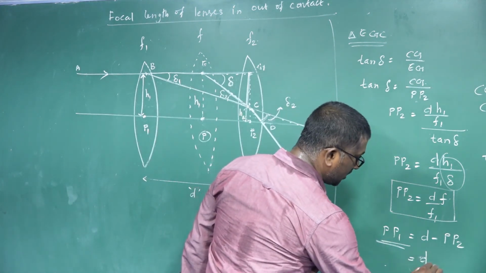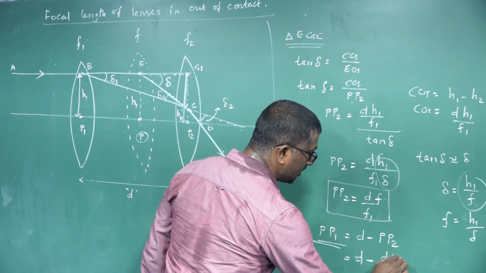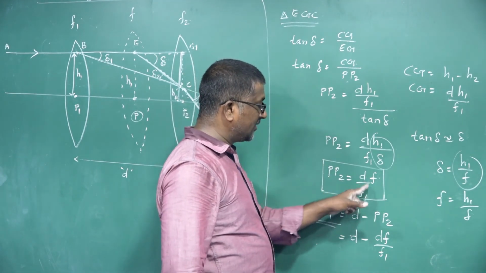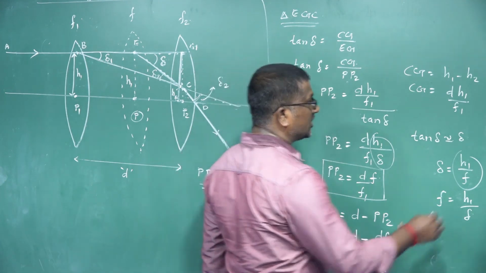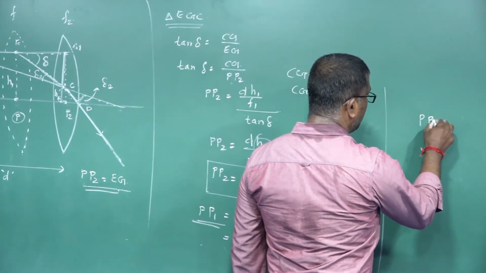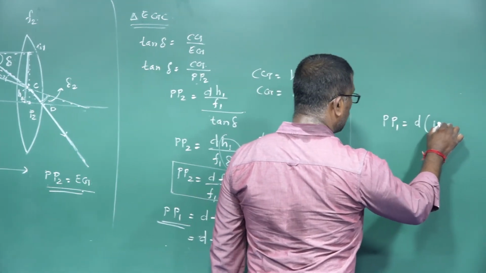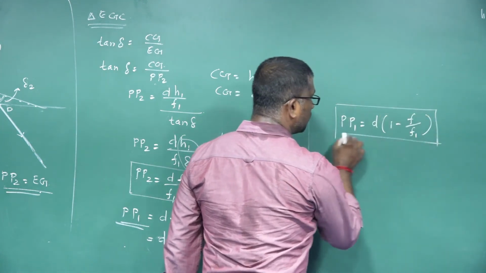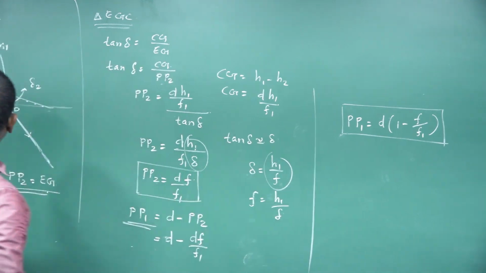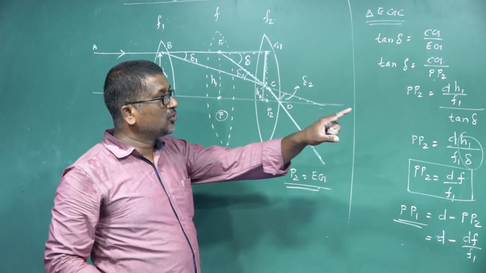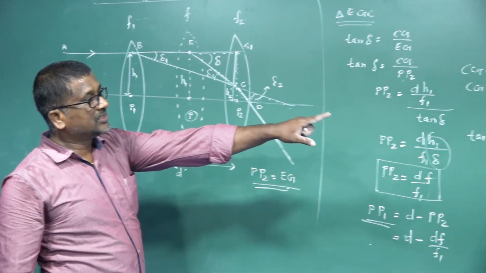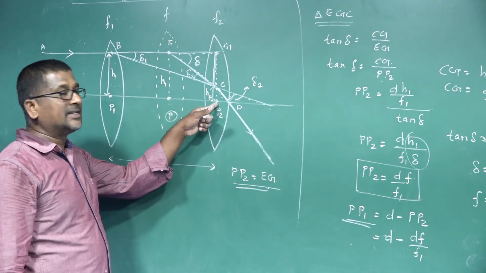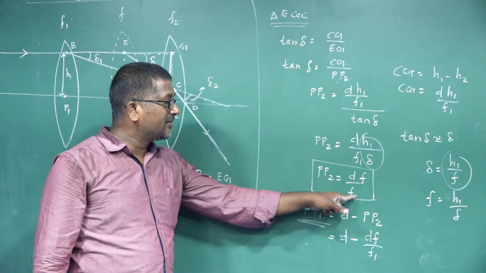Right. So D minus P2 is equal to DF divided by F1. D is common, so take it outside. Therefore, P1 is equal to D of 1 minus F divided by F1. So this equation gives the position of the new lens from the first lens. The position of the new lens from the first lens is given by P1 is equal to D of 1 minus F divided by F1. The position of the new lens from the second lens is given by P2 is equal to DF divided by F1.